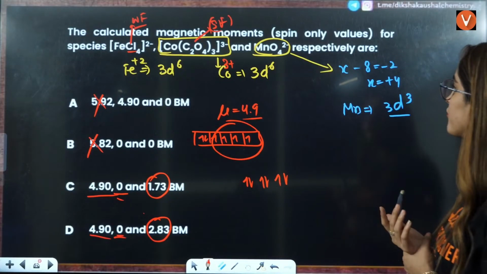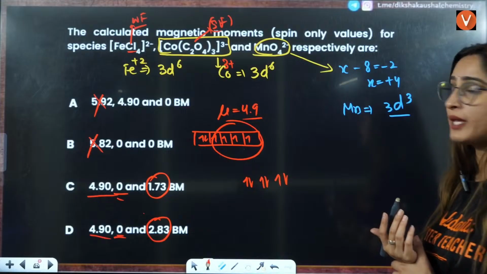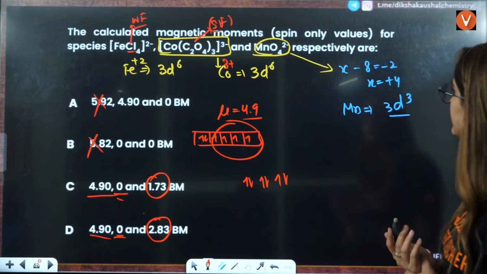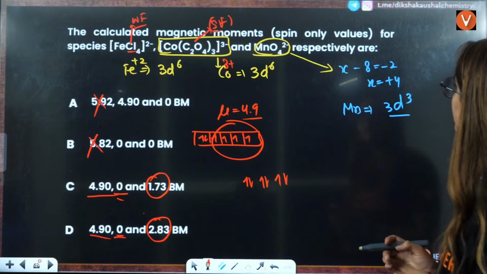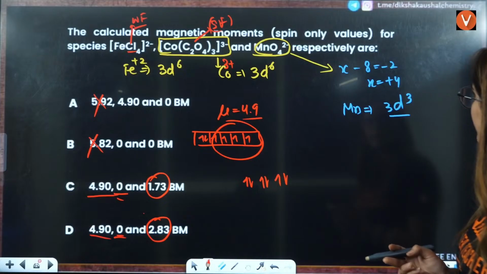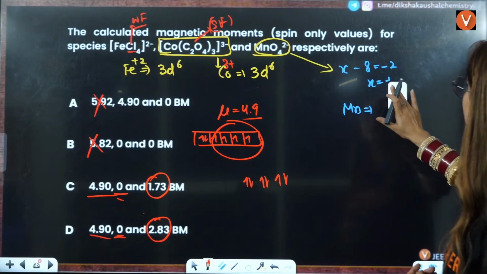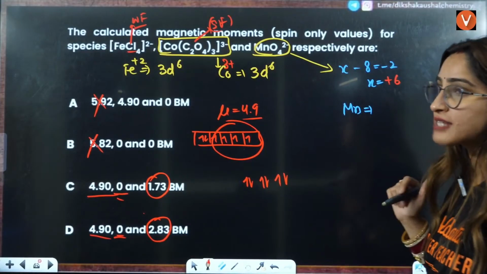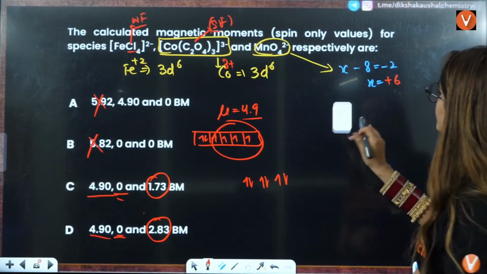That depends upon whether there will be pairing or no pairing here. Wait a minute, let me just see. This is minus 8, this is equal to minus 2, right? This should be plus 6 here, because we don't have any ligand here. How can we decide the pairing or not? So this is plus 3.